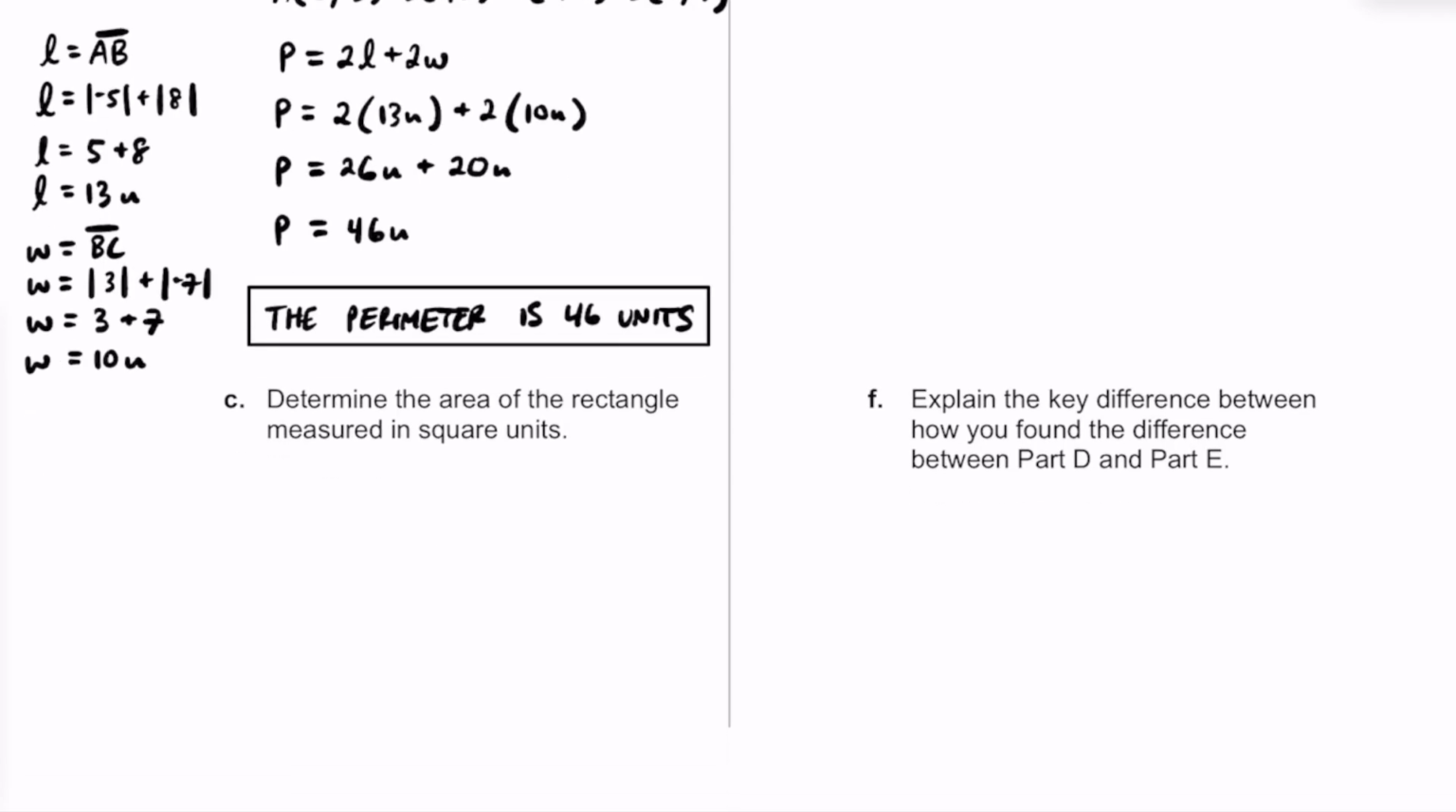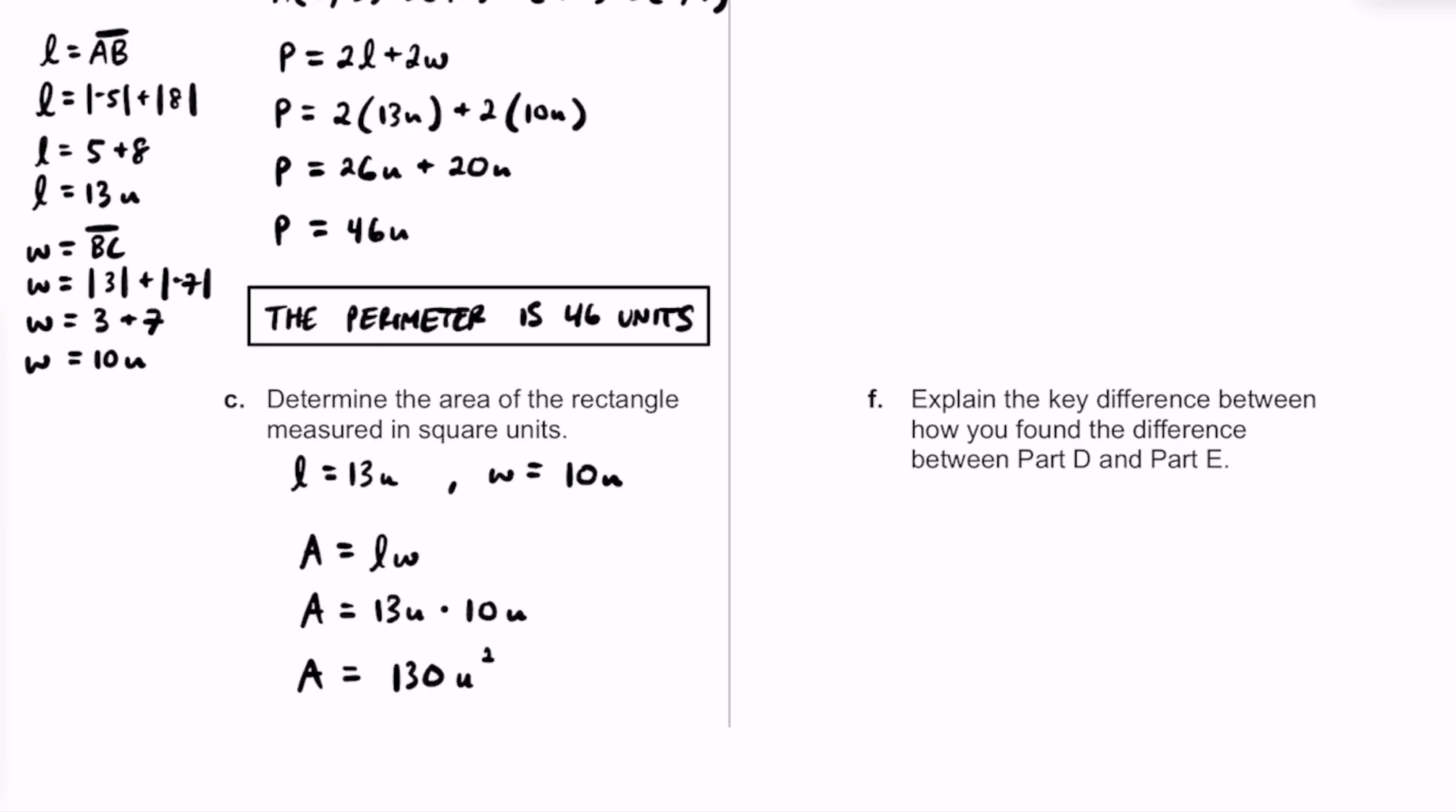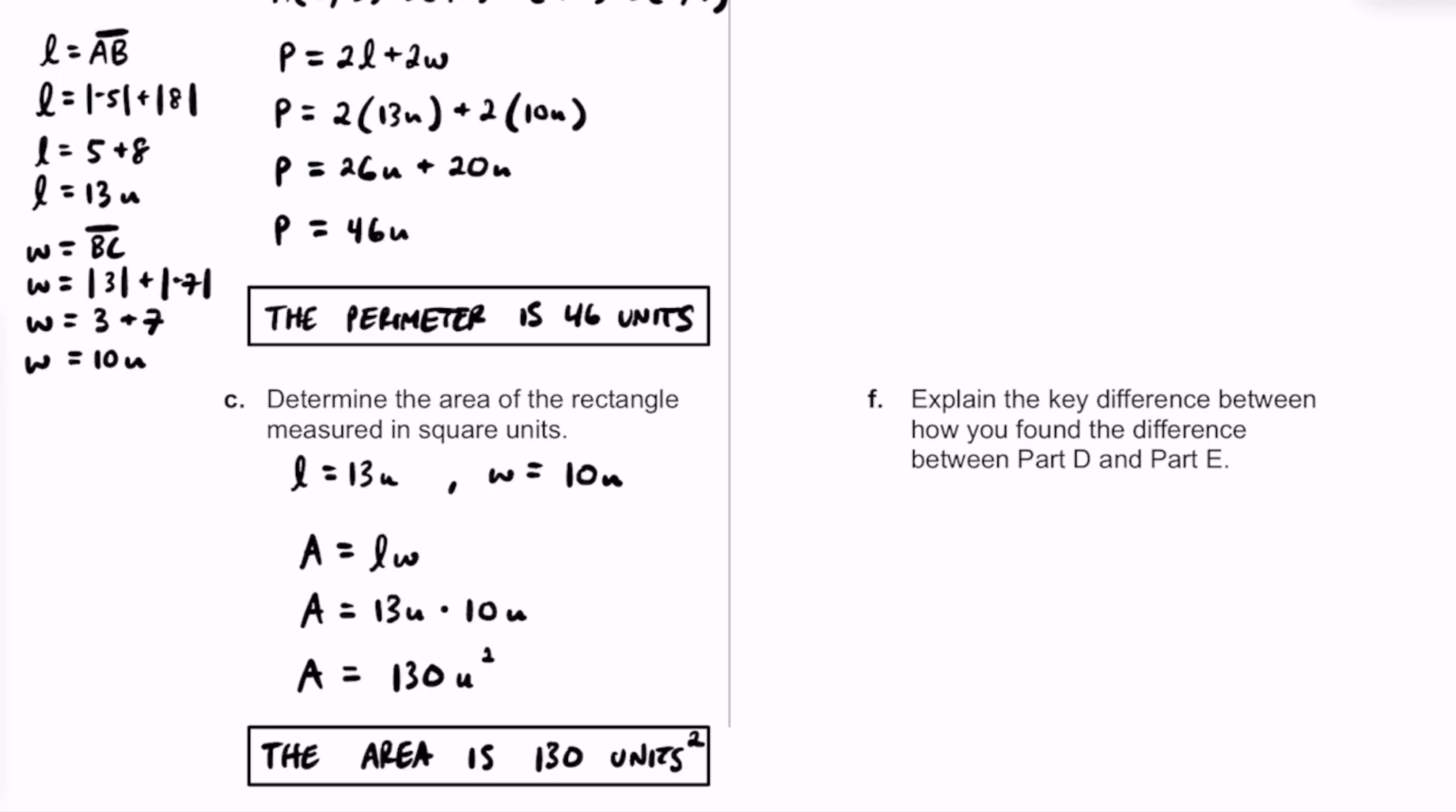For part C, you don't have to do a bunch of this work all over again. Let's just use the information from part B. We know the length is 13 units, and we also know the width of this rectangle is 10 units. If they're asking us to find the area of this rectangle measured in square units, we can just use the formula area is equal to length times width. So the area is 13 units multiplied by 10 units, and 13 times 10 is 130, so we have 130 units squared. And so the 2D space measured inside this rectangle is going to be 130 square units.